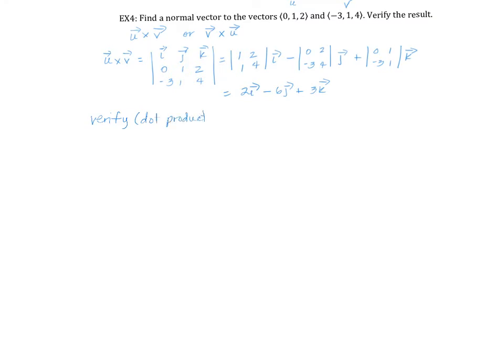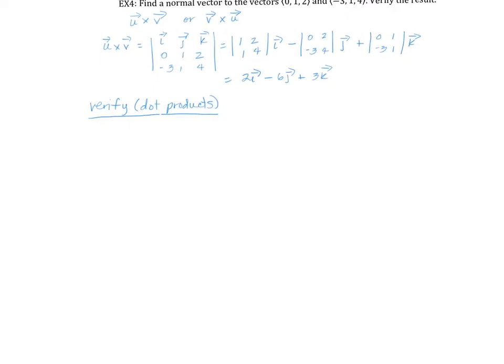So this would be the easiest way to verify if vectors are normal. Remember, if you dot two vectors and your dot product is 0, then the vectors are orthogonal, normal, perpendicular, whatever you want to use. So I have to verify that this vector that I found, 2, negative 6, 3, you can write in vector notation as ⟨2, -6, 3⟩.